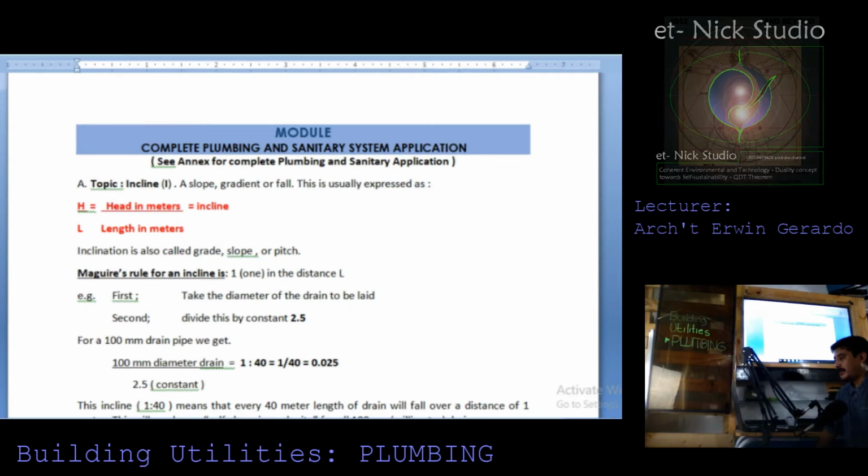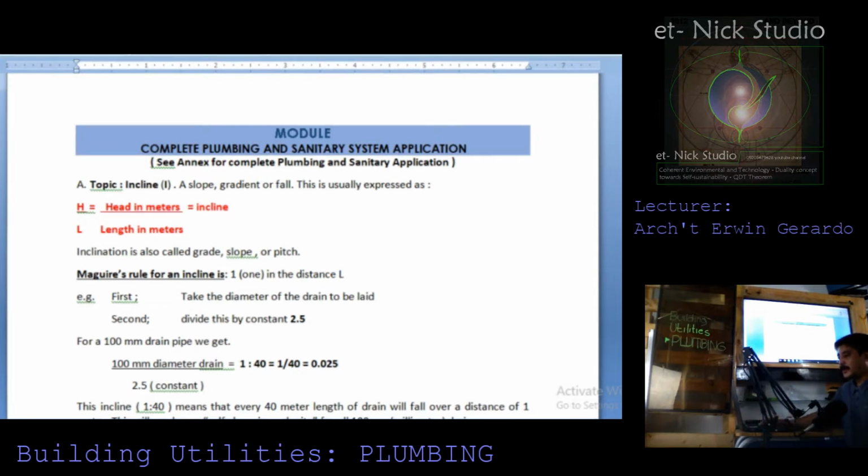This is usually expressed as H, which is equivalent to the head in meters, then you're going to divide by L, which is the abbreviation for length in meters. So you're able to distinguish the inclination or the slope of the pipe. Inclination is also called grade, slope, or pitch.